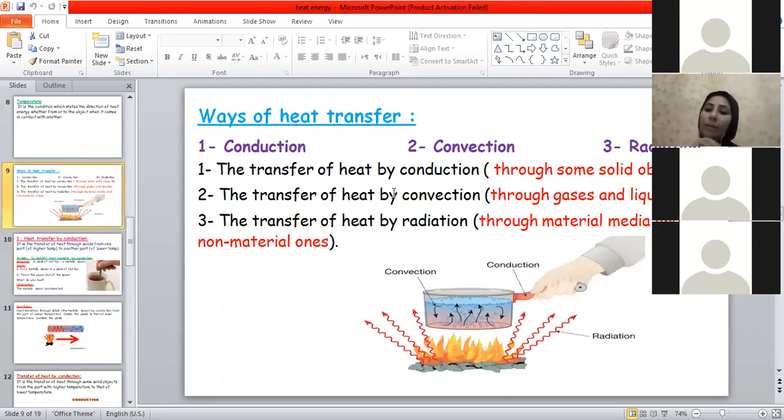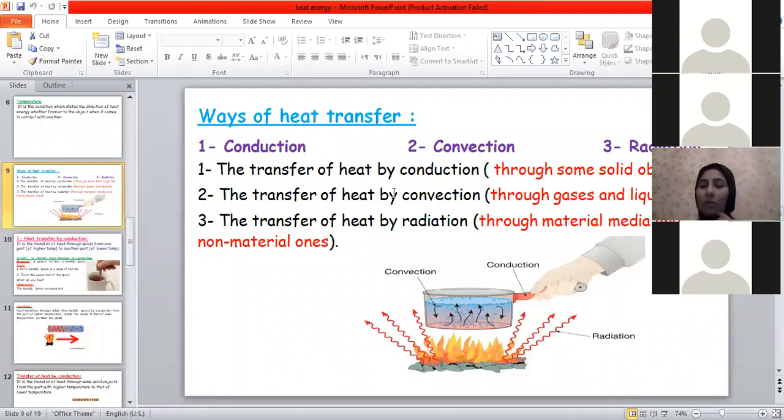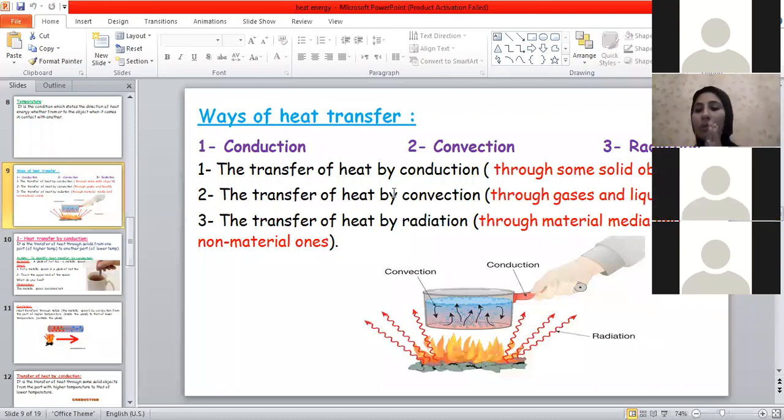The ways of heat transfer: there are some ways to transfer the heat. There are 3 ways to transfer heat. Number 1, conduction. What does it mean by conduction? Conduction. Number 2, convection. And number 3, radiation. By conduction, heat can transfer through the solid objects, like if you touch this pen.